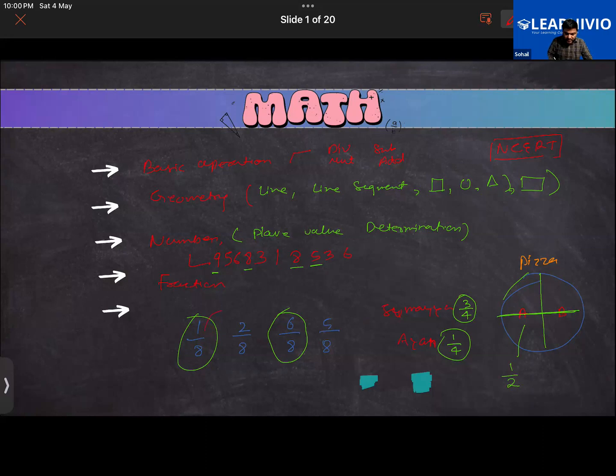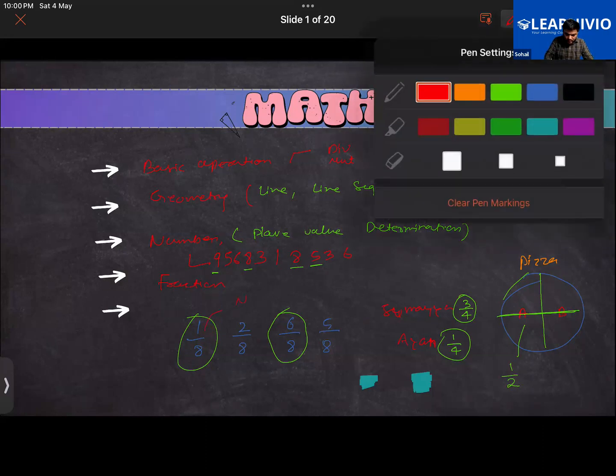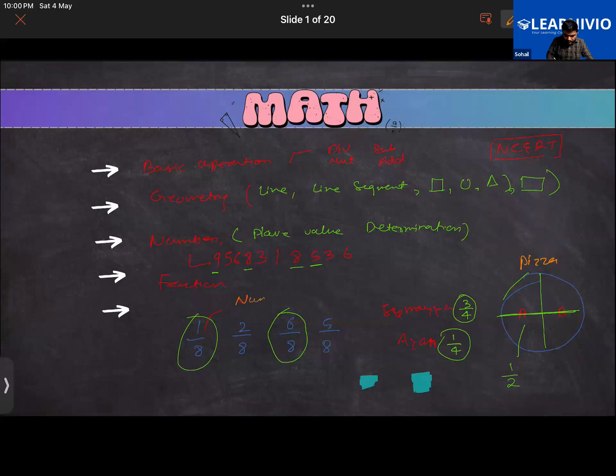This we call the numerator. The number that is below the dash is called the denominator. So we studied the numerator, what the denominator is, and how we compare different fractions, like which fraction is bigger, and how we get to know that.